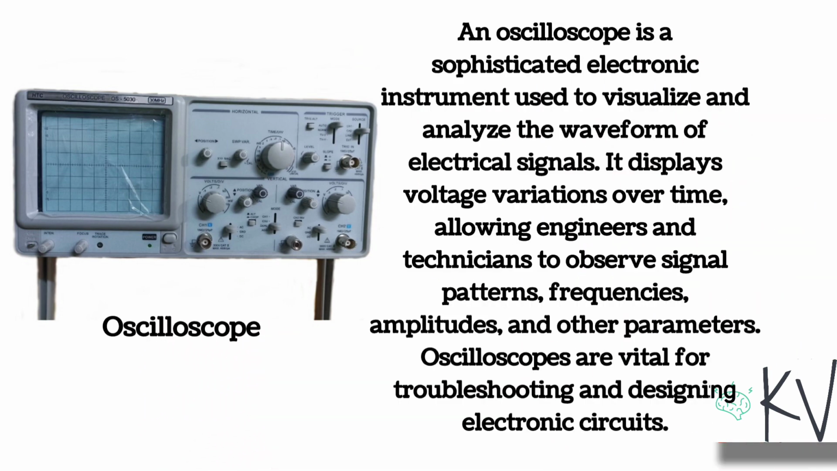An oscilloscope is a sophisticated electronic instrument used to visualize and analyze the waveform of electrical signals. It displays voltage variations over time, allowing engineers and technicians to observe signal patterns, frequencies, amplitudes, and other parameters. Oscilloscopes are vital for troubleshooting and designing electronic circuits.